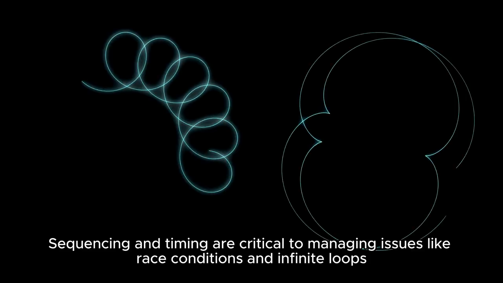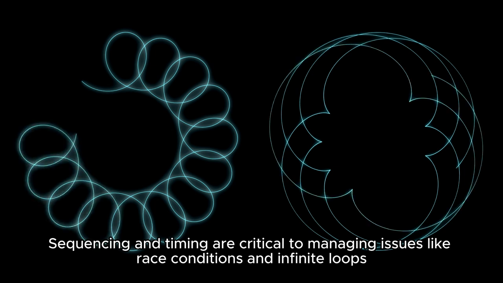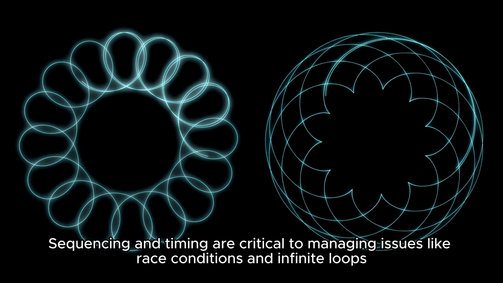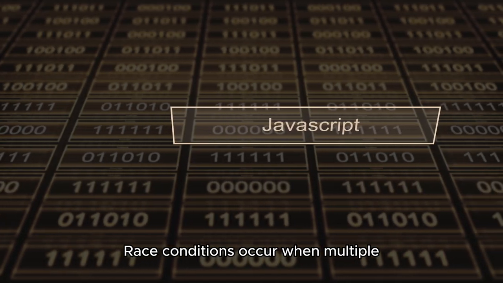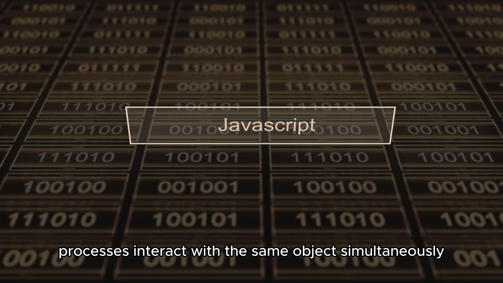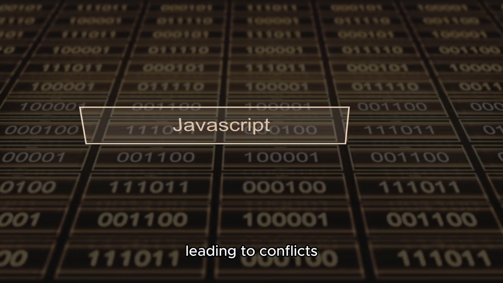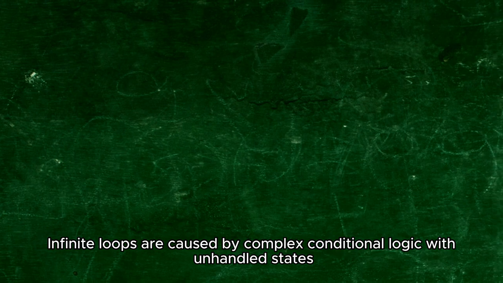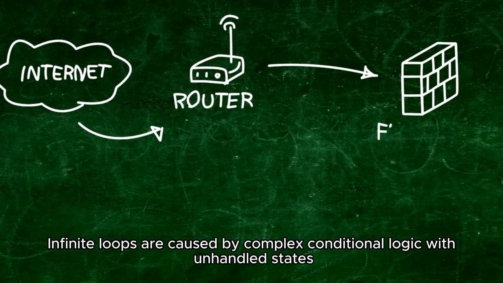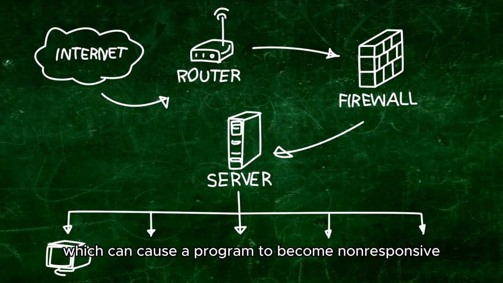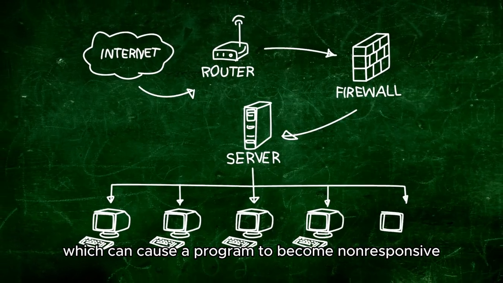Sequencing and timing are critical to managing issues like race conditions and infinite loops. Race conditions occur when multiple processes interact with the same object simultaneously, leading to conflicts. Infinite loops are caused by complex conditional logic with unhandled states, which can cause a program to become non-responsive.